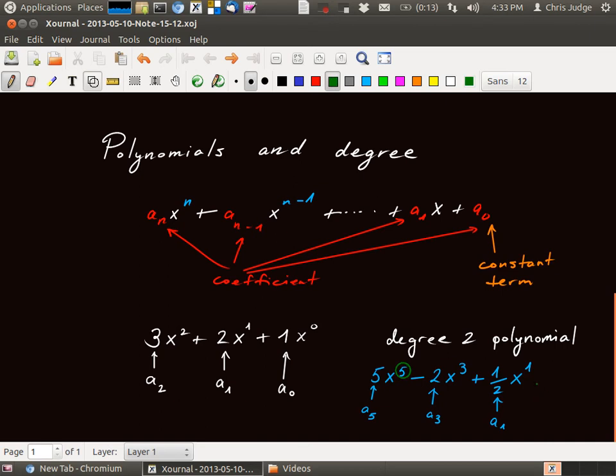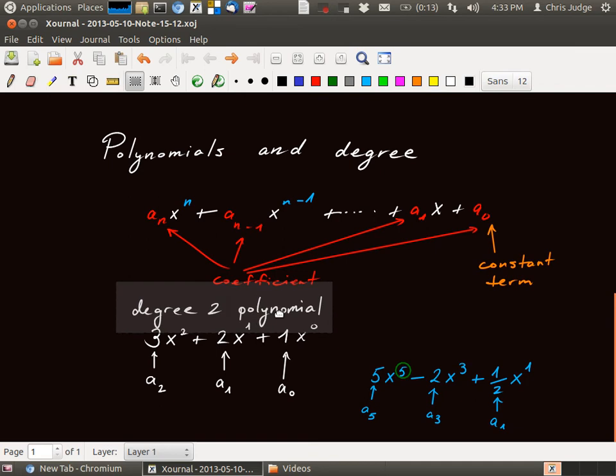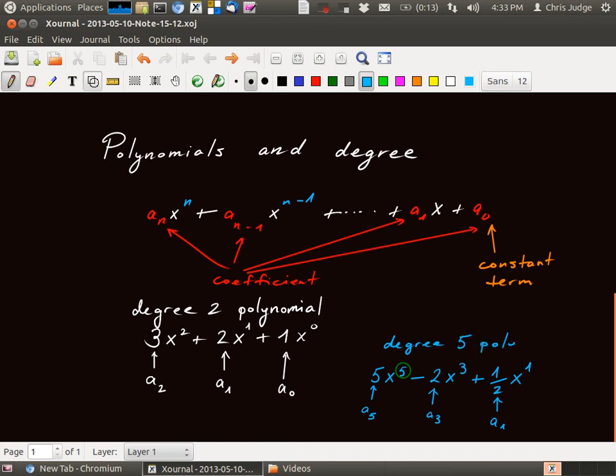So here, this white polynomial is a degree 2 polynomial. This blue one is a degree 5. Again, the degree is simply the highest power that appears in the expression. So for example, for a degree 2 polynomial, the highest power that appears is 2. For a degree 5 polynomial, the highest power that appears is 5.